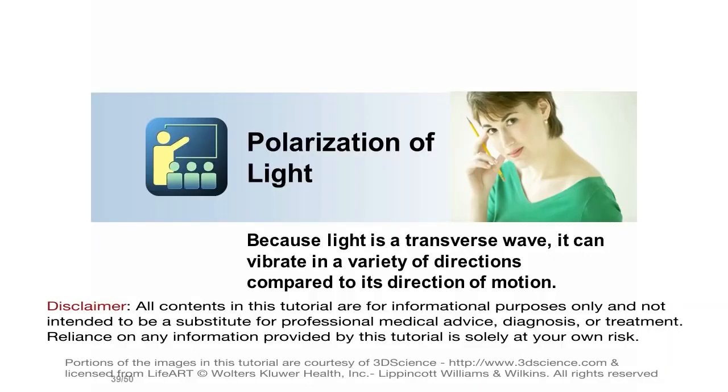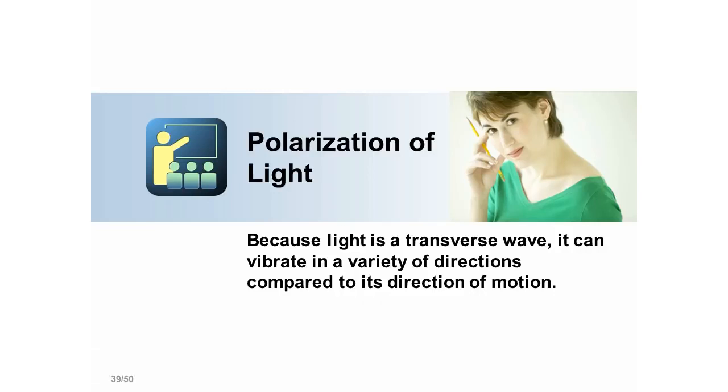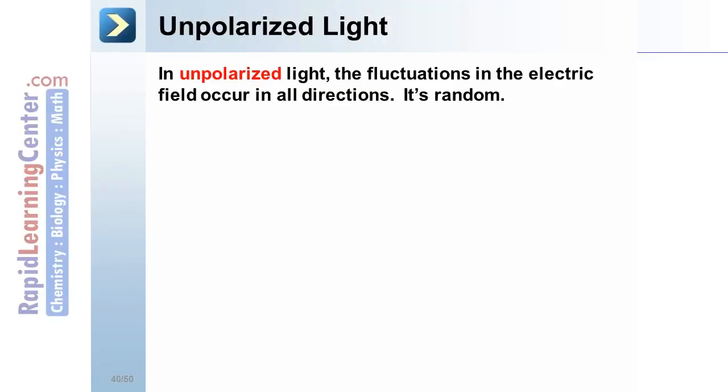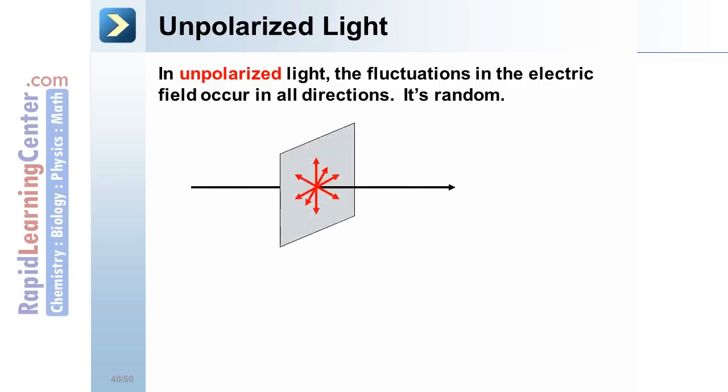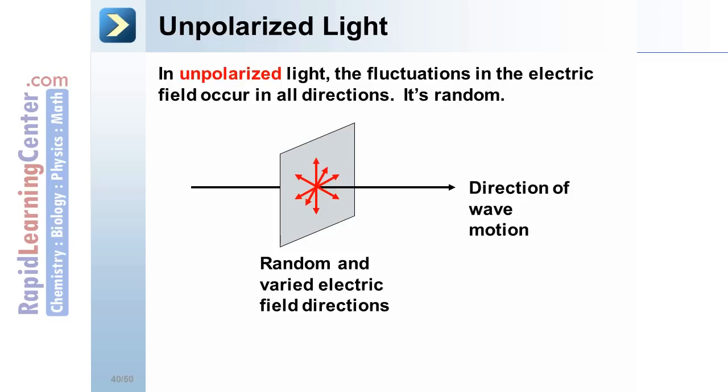Polarization of light. Because light is a transverse wave, it can vibrate in a variety of directions compared to its direction of motion. Unpolarized light. In unpolarized light, the fluctuations in the electric field occur in all directions. It's random. As you can see here, the light beam goes one way, but those various electric field fluctuations occur in many directions. This would be an example of most of the light we see, light from a light bulb or light from the sun, say.